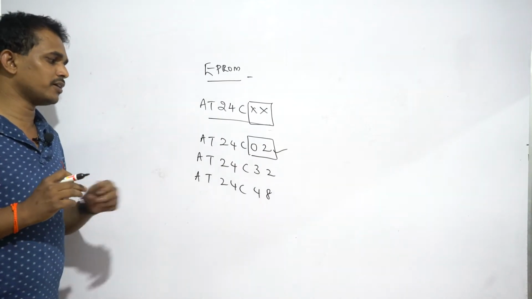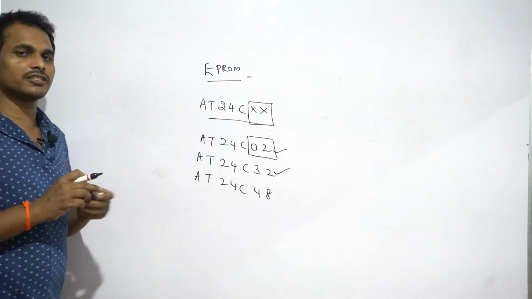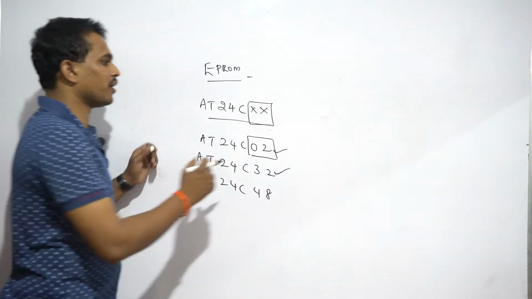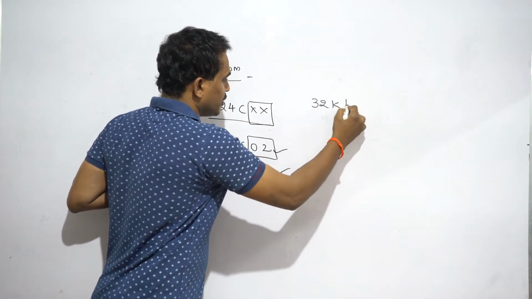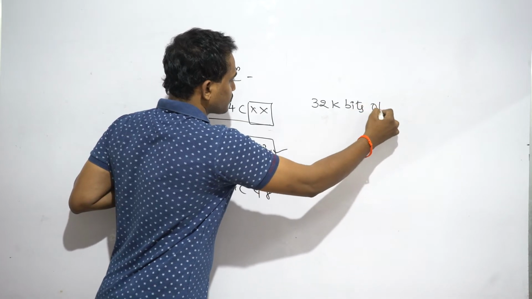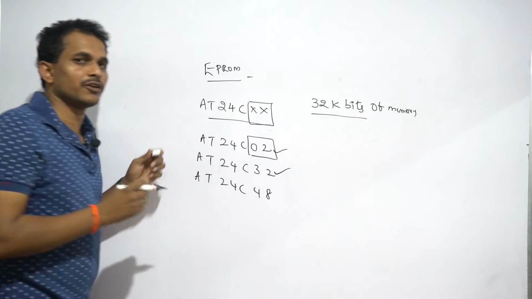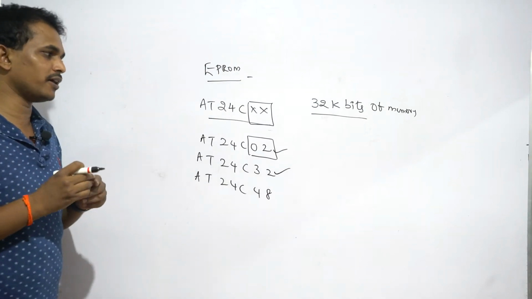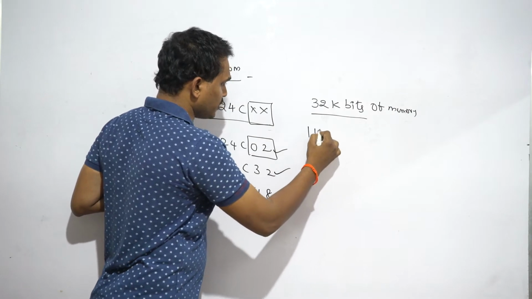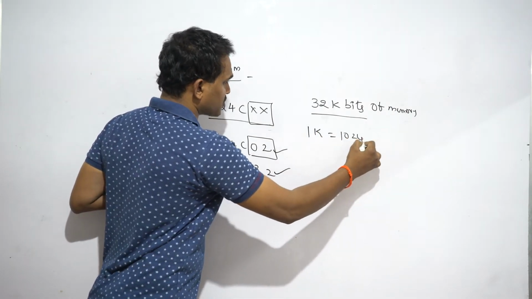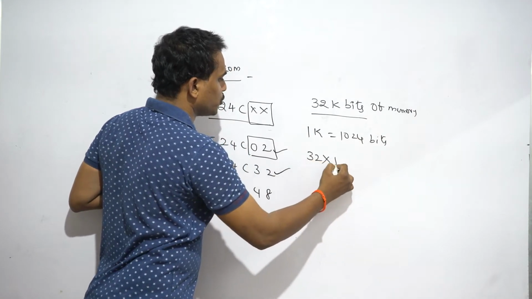Suppose I am taking 24C32. Coming to the memory organization of the AT24C32 device, it has 32 kilobits of memory available inside. What is the meaning of this 32 kilobits of memory? Generally, 1K equals 1024 bits, right? So if I say 32K, it is 32 into 1024.